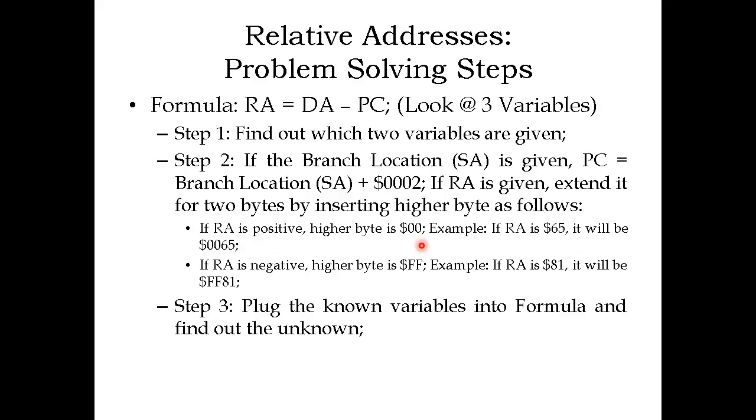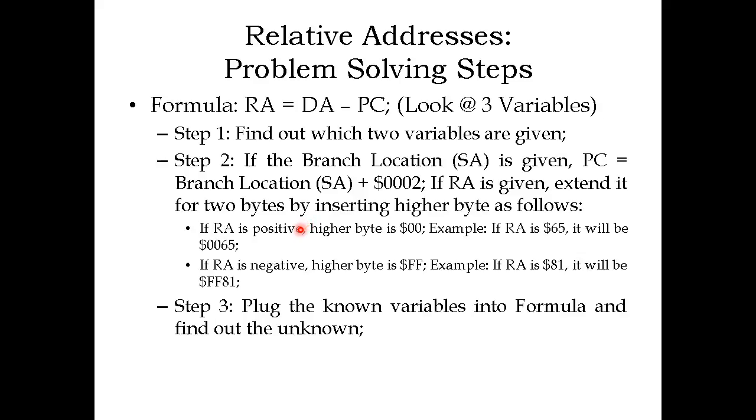But when you plug it into the formula, you actually have to plug it as 2 bytes. So how do you get the other byte? This is how I get it. Whenever I'm given a relative address, I just look at the relative address.